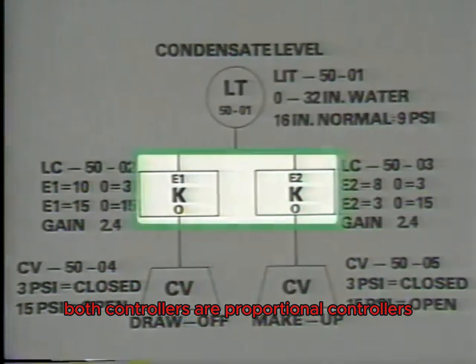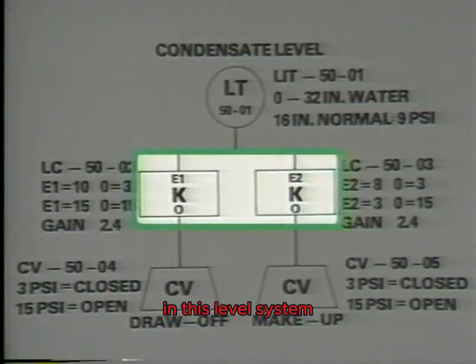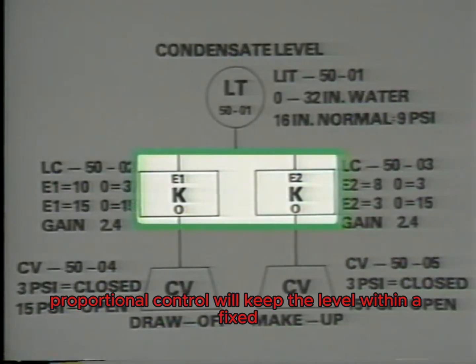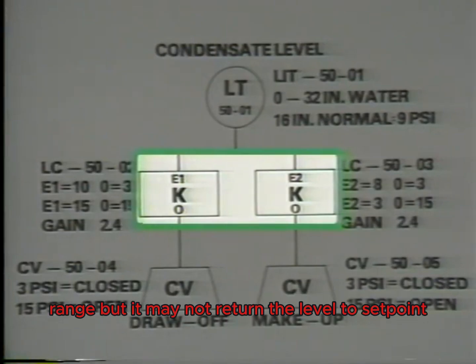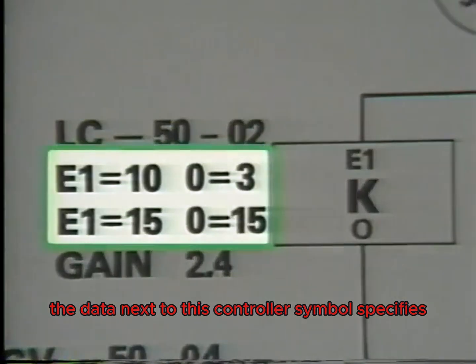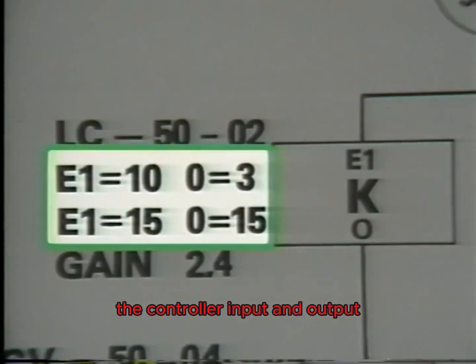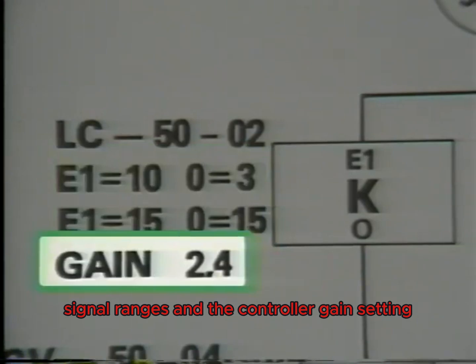Both controllers are proportional controllers. In this level system, proportional control will keep the level within a fixed range, but it may not return the level to set point. The data next to this controller symbol specifies the controller input and output signal ranges and the controller gain setting.